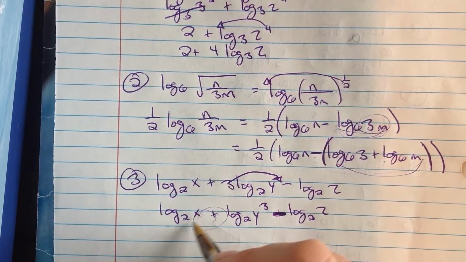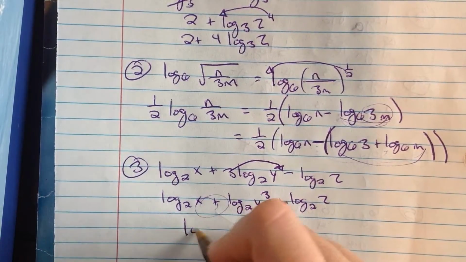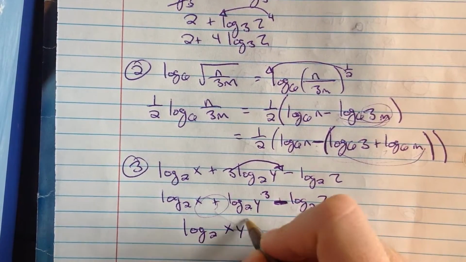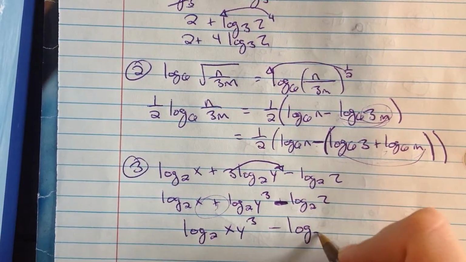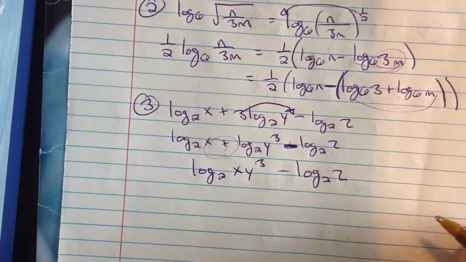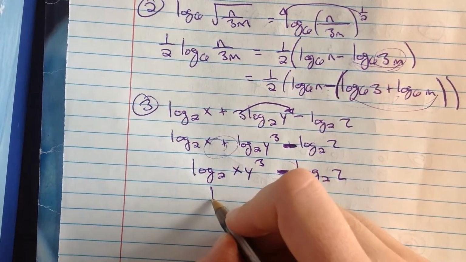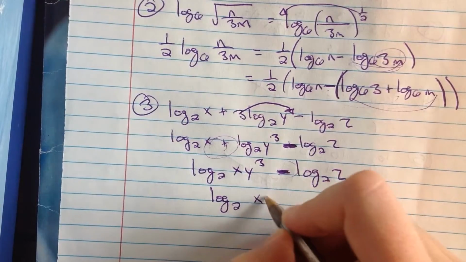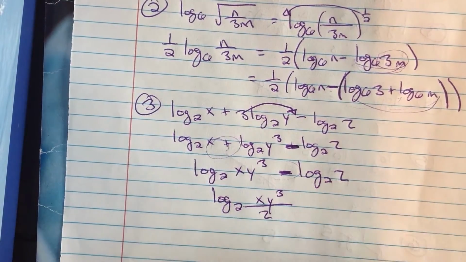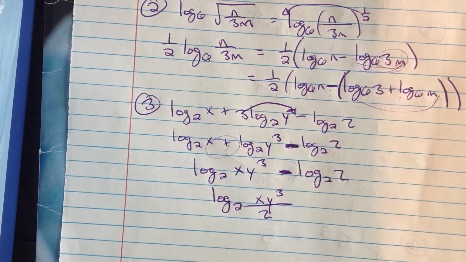A plus means with the same base, I can combine in one log as a times. A minus with the same base means I can combine in one log with a divide. So I can expand and I can simplify them back together using the properties of logs.